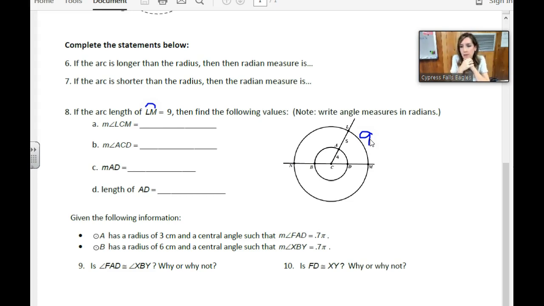Find the following values. Write the angle measures in radians. Okay, so we want the measure of angle LCM. If we want to write that angle in radians, we learned yesterday that a radian measure is the ratio of the arc length to the radius. So if we look at the big circle, then the arc length of that circle, they gave it to us, it's 9. What's the radius of the big circle?